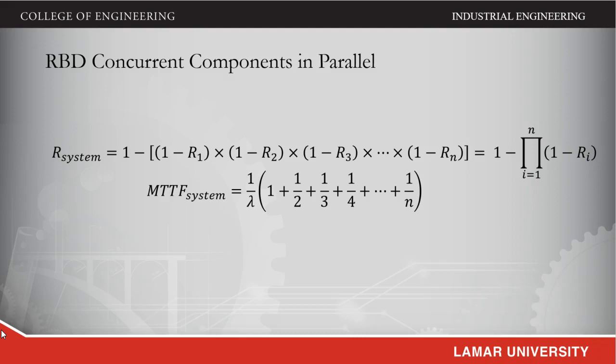system. The mean time to failure of the system can also be computed relatively easy when we have these components, and we have 1 over lambda times 1 plus 1 over 2 plus 1 over 3 and so on, all the way plus 1 over n, depending on the number of parallel systems that we have.